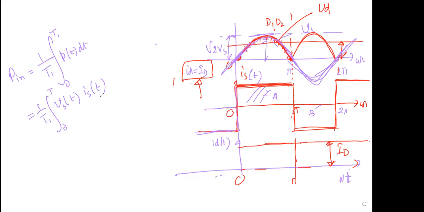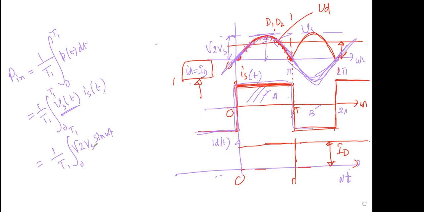You got my point? Yes or no? And then this is 1 by T1. This is given in your third chapter, so this is given already. Vs sine of omega t. Now our current is rectangular, right? But our voltage is sinusoidal.